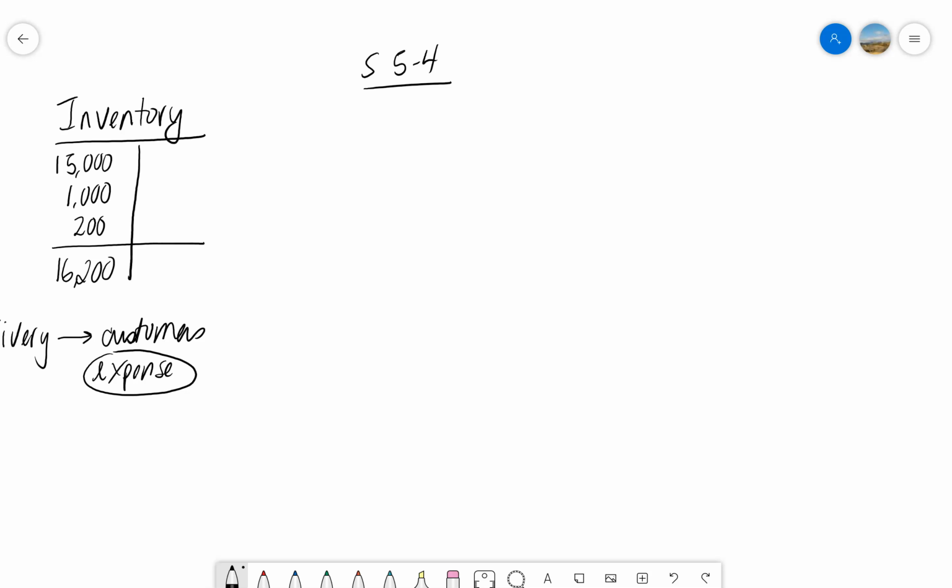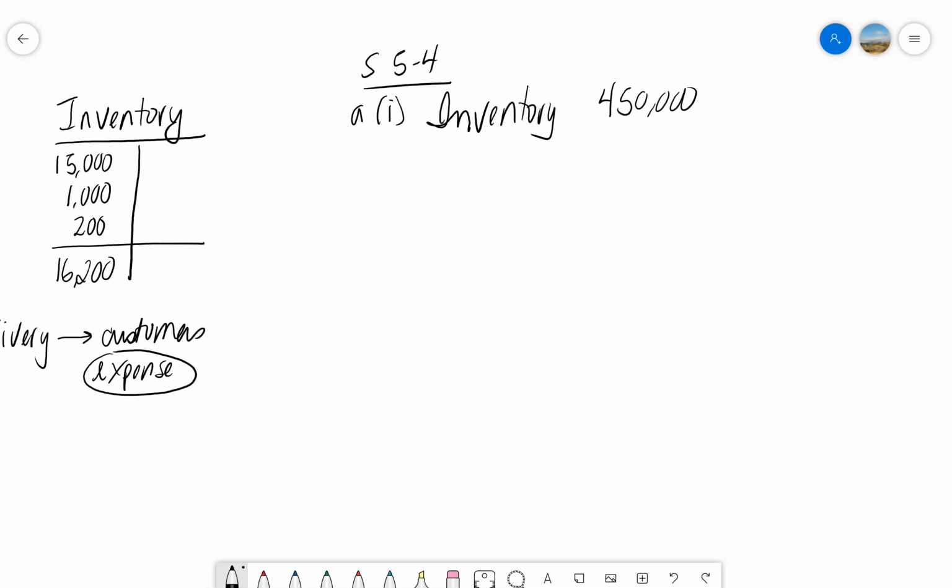Now, part A of the question is prepare journal entries for the following transactions, focusing once again on a perpetual inventory system. Purchases of inventory during 2020. So if we look at A and we look at part one, if we're buying inventory, once again, inventory is an asset. So we're going to debit the asset account because we're going to increase it for $450,000.